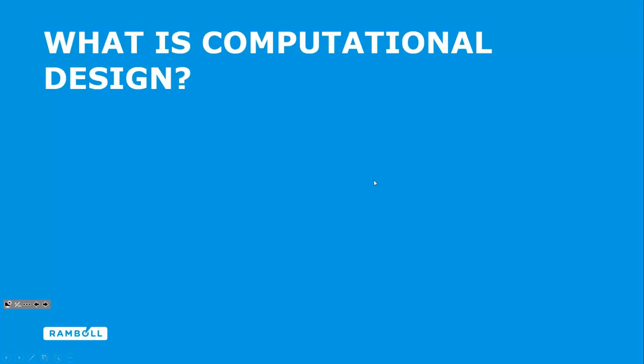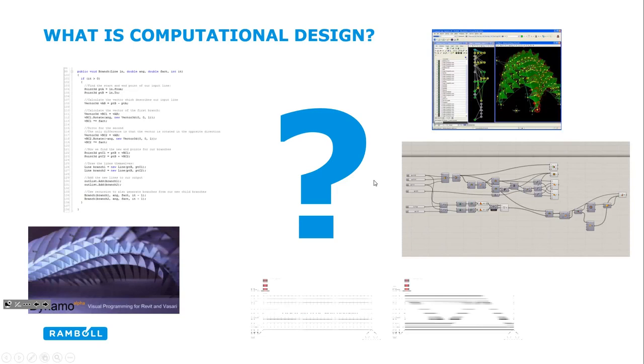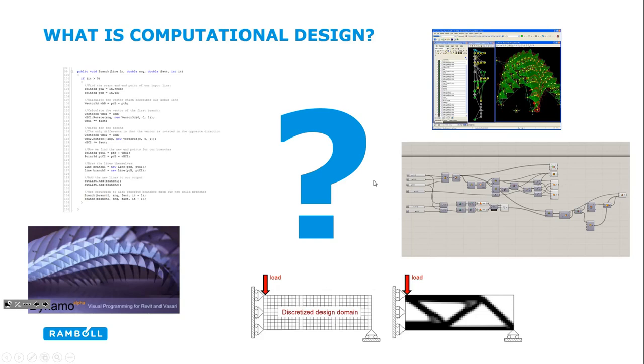So first of all, what is computational design? What am I talking about when I say computational design? It's a little bit of an open question, really, because computational design is still a very new subject area. Not a lot of definitions have solidified yet. It relates to different software packages, scripting, stuff like Grasshopper and Dynamo, certain optimization techniques. These all fall under computational design.